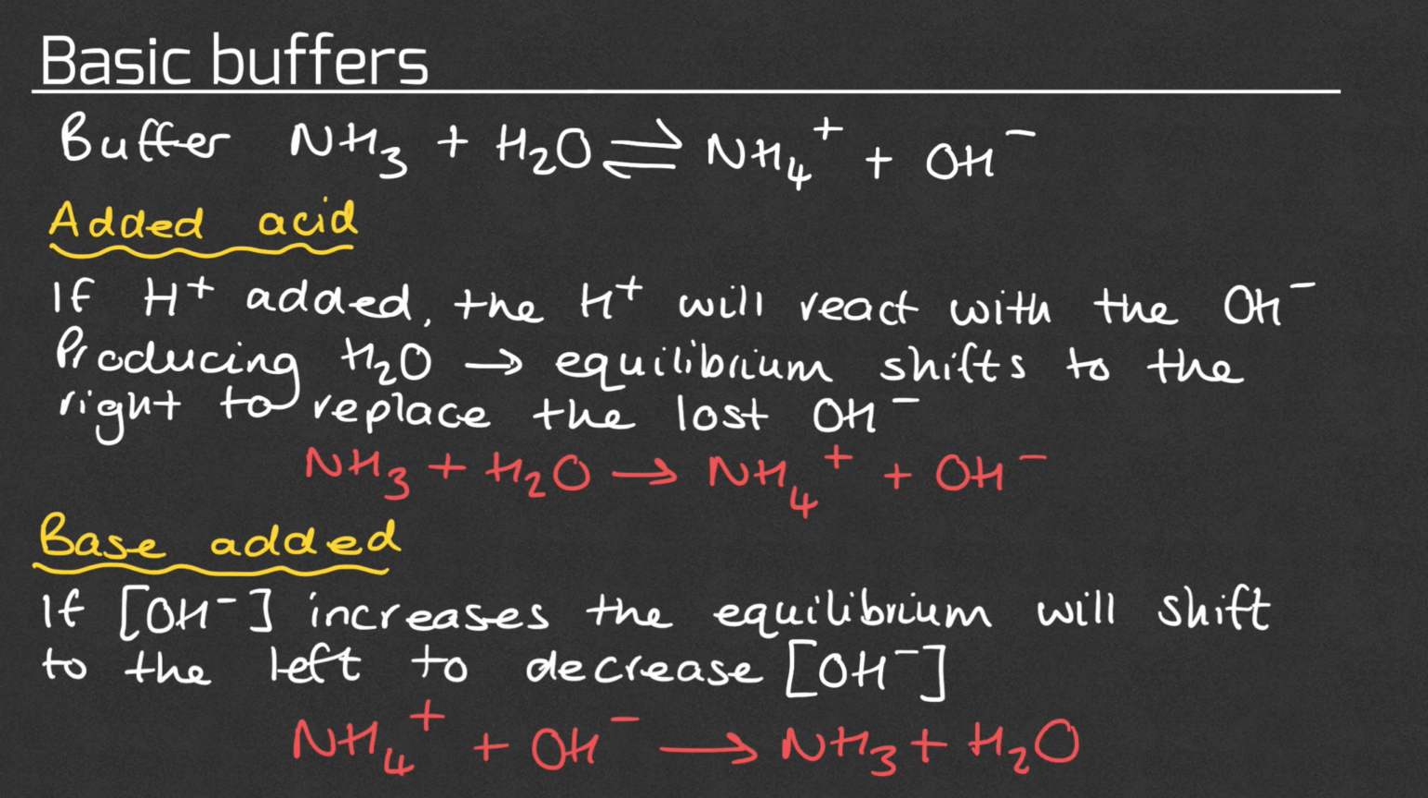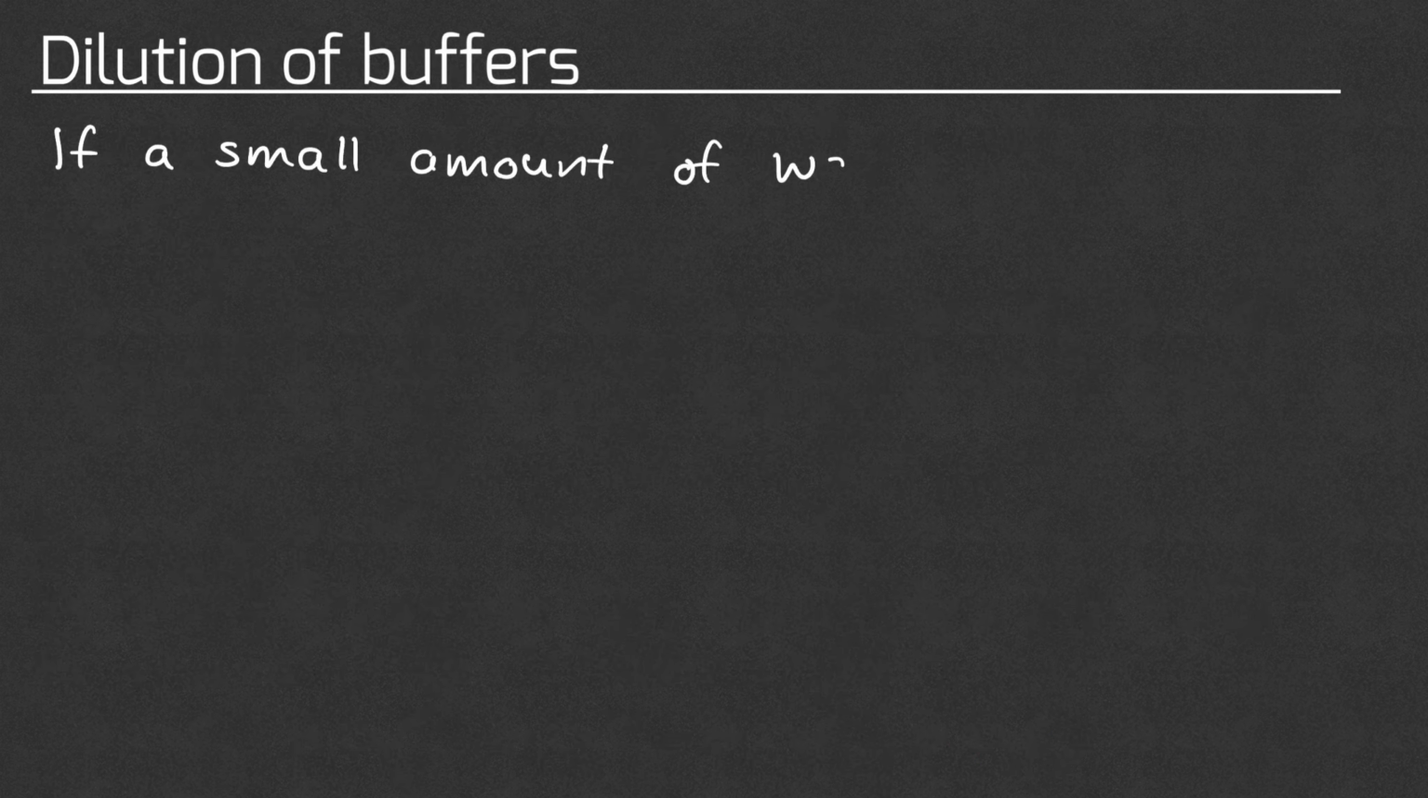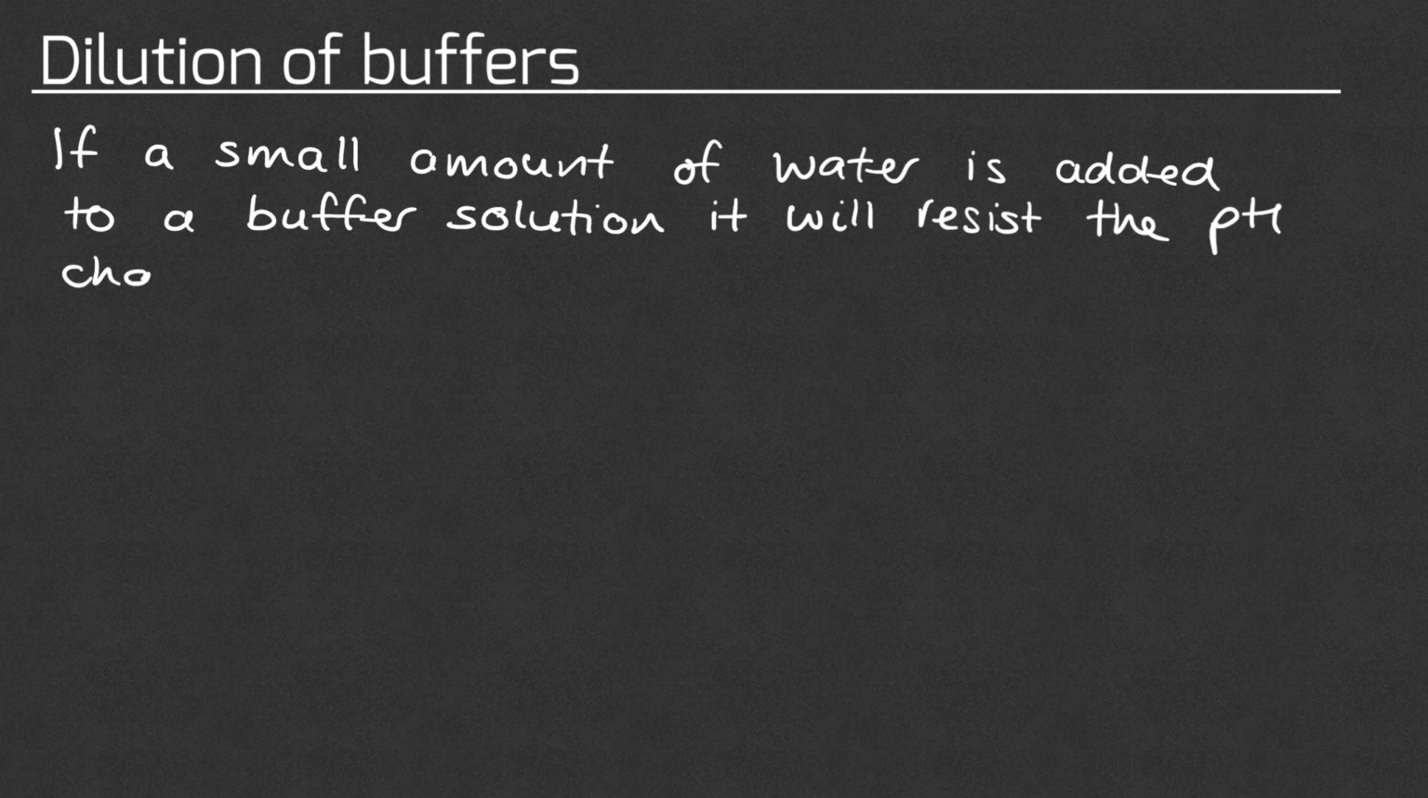If we add a base to a basic buffer, this will increase the concentration of OH-. This will cause equilibrium to shift to the left to reduce the concentration of OH-. Therefore, this reaction will be happening. The high concentration of NH4+ we've got will react with the added OH-, forming NH3 and H2O, keeping the pH the same. If a small amount of water is added to a buffer solution, the pH will still stay constant.